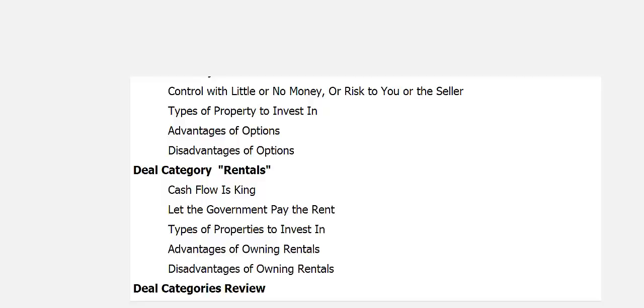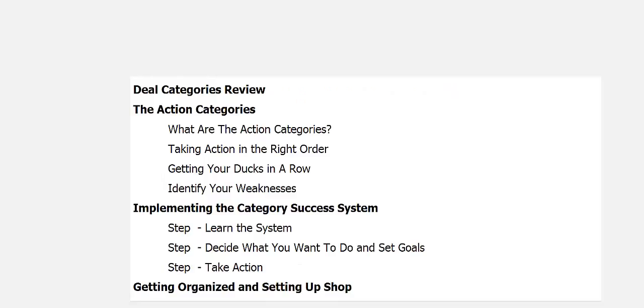Then we do a quick review. What are the action categories? Taking the action in the right order, getting your ducks in a row, identifying your weaknesses. How do you implement the category success system?